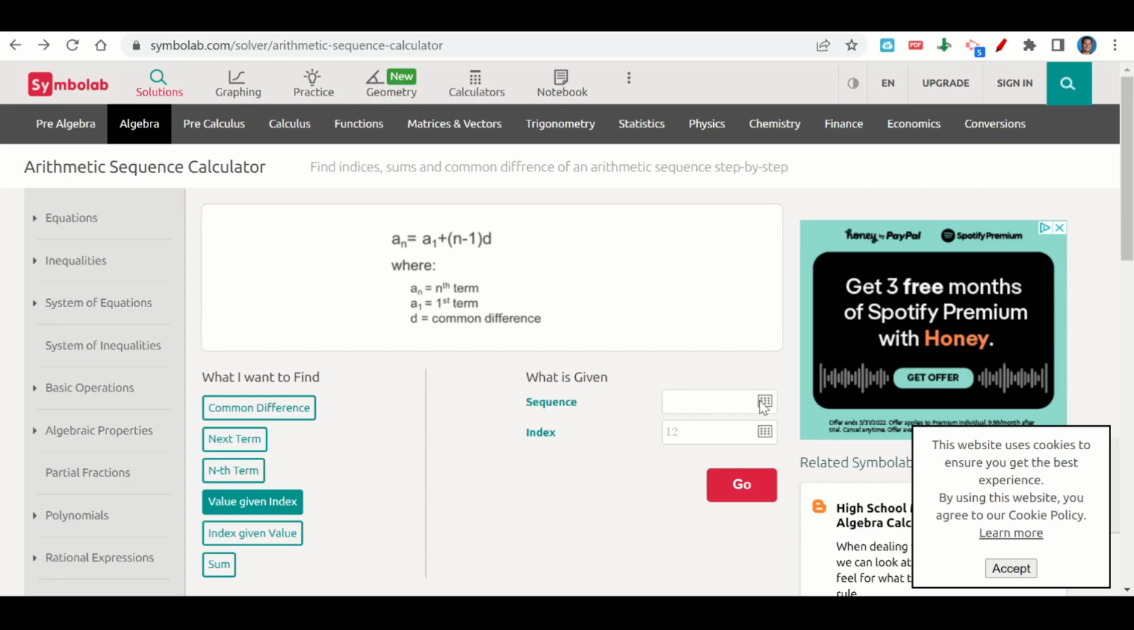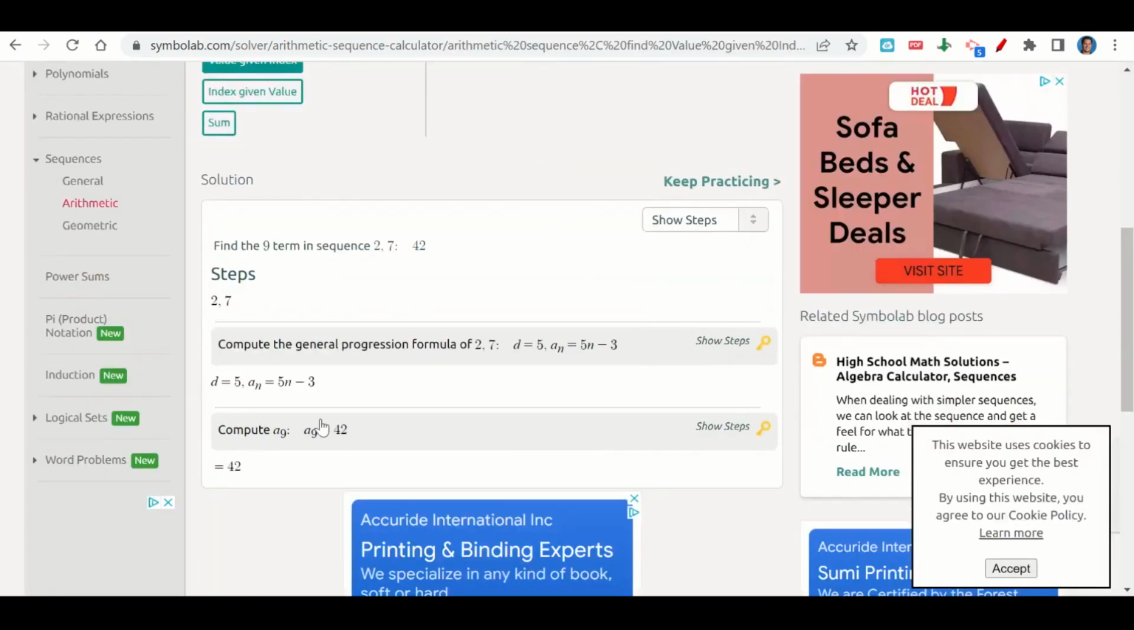So I'm going to go ahead and put in the first term as 2 and the second one as 7. And then I'm going to put in the term that I'm looking for. So let's say I'm trying to find the 9th term. So I'm going to go ahead and enter that in, and I click go. And if I scroll down, it gives me the equation here that I'm looking for. And then it computes it for me and tells me that the 9th term should be 42. So this is how I can check my work using Symbolab when trying to find a given term of an arithmetic sequence.